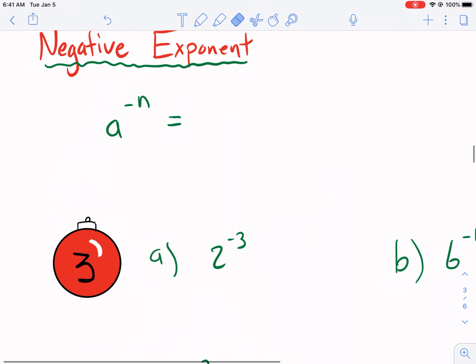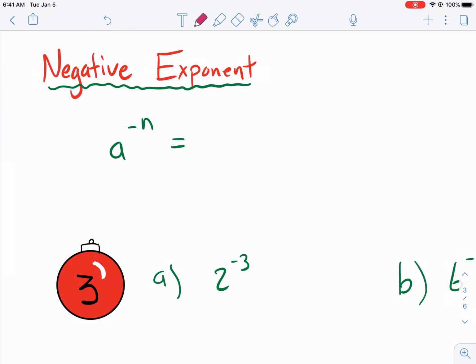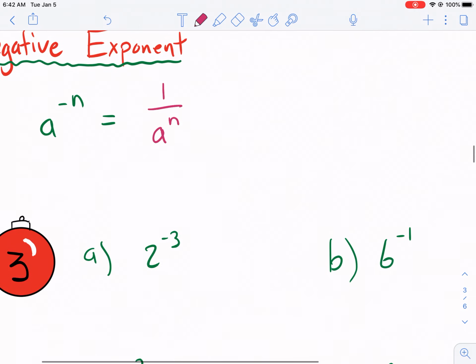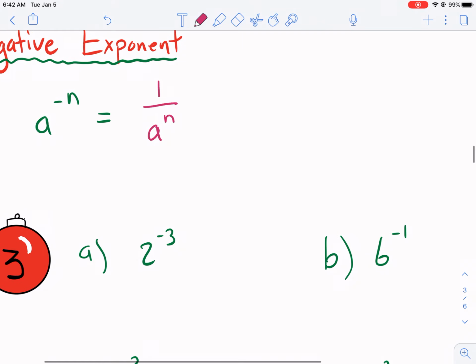So when we're talking about negative exponents, it's an easier way to write the following. A to the negative n is going to be equal to 1 over a to the n power. Okay? So what happens is anytime you have a negative exponent, it gets turned into a fraction. So this becomes that as you have a negative exponent.